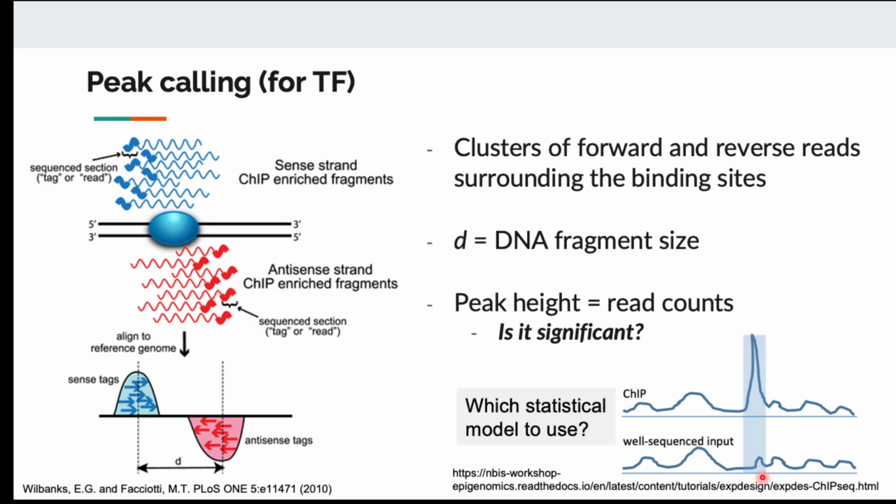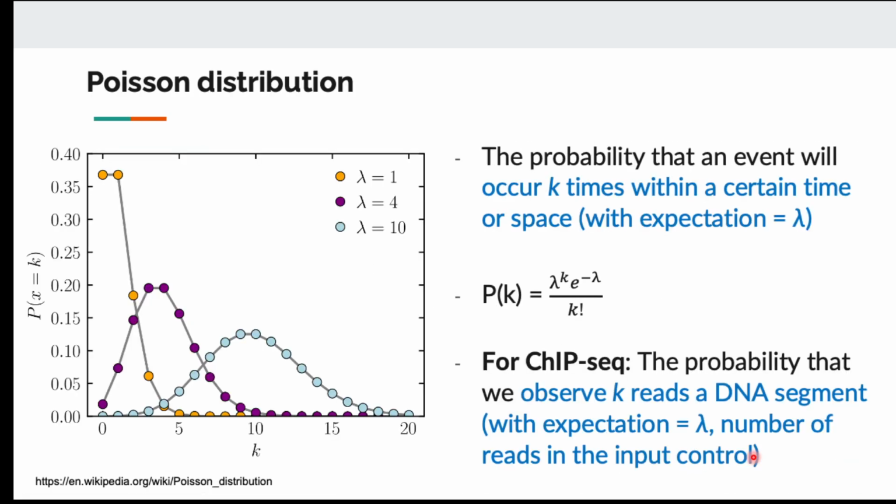The question is, which statistical model to use? We have two read counts that we want to compare, let's say 1,000 read counts versus 100 read counts. Is it significant? Which model would you use? When we think about a statistical model for counting the number of reads, the number of reads are integers: 1, 2, 3, 4. One distribution that might come to mind is the Poisson distribution.